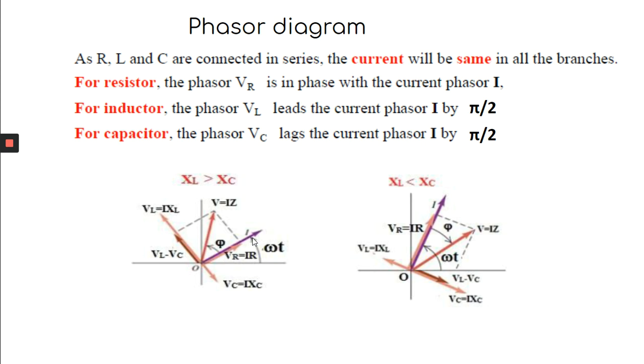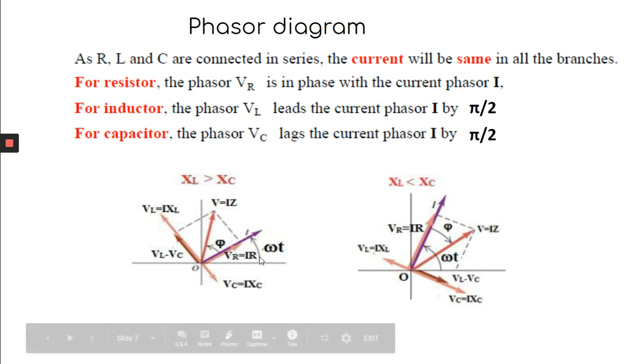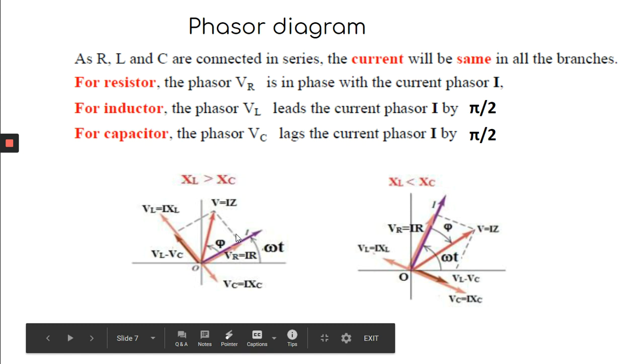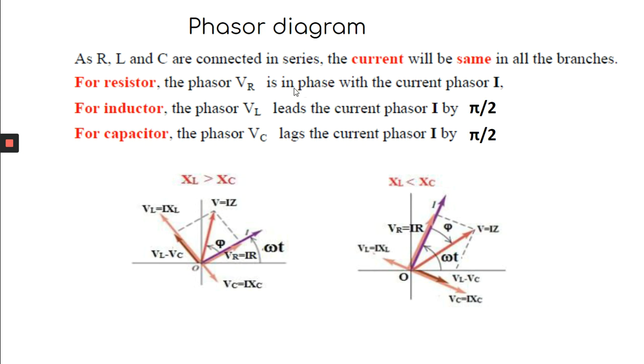This is I, and this is rotating along this direction at any instant of time. And this is the position of the vector. Magnitude doesn't change, but with time it only rotates. So this is your I, this is omega t. As you know, the phase difference between VR and I is 0.